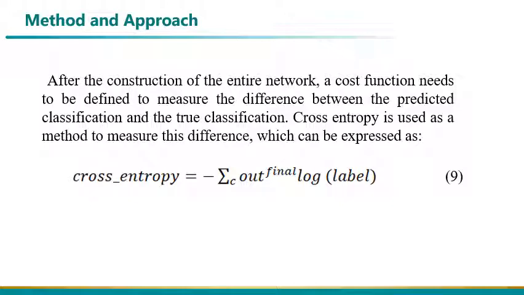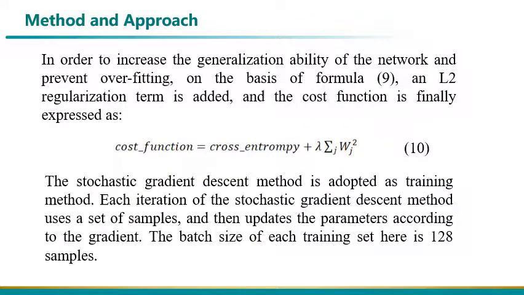After the construction of the entire network, a cost function needs to be defined to measure the difference between the predicted classification and the true classification. Cross entropy is used as the method to measure this difference, which can be expressed as formula 9. In order to increase the generalization ability of the network and prevent overfitting, on the basis of formula 9, an L2 regularization term is added, and the cost function is finally expressed as formula 10.